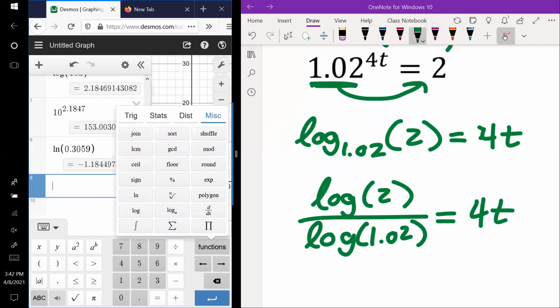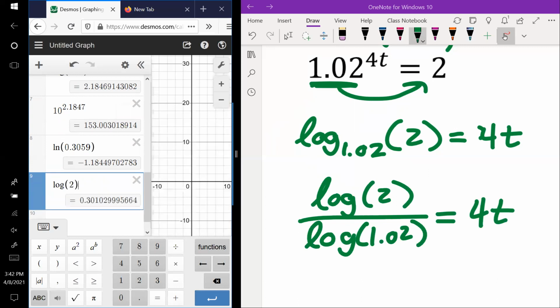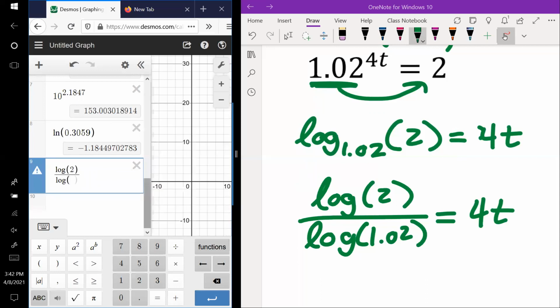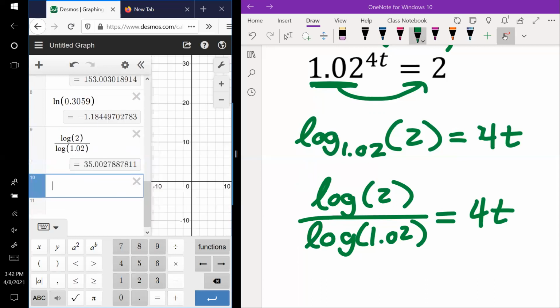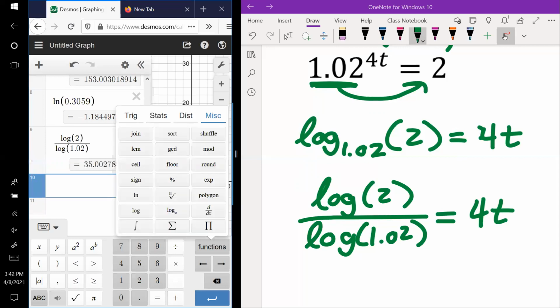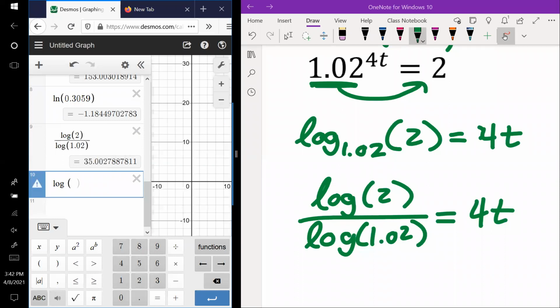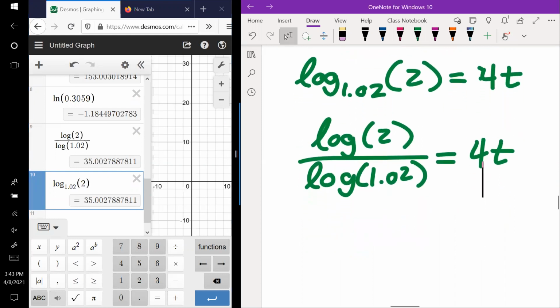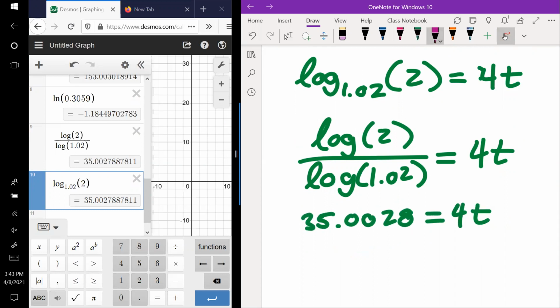So I'll do that in Desmos over here. Log of 2 over log of 1.02. Or I can even use that Desmos feature where I can type it in as I see it. It has log base A, punch that button, and I can type in the exact log I had. Log base 1.02, move over, type in 2, and a lot faster, of course. And here, to 4 decimal places, 35.0028 equal to 4t, and then just divide by 4.